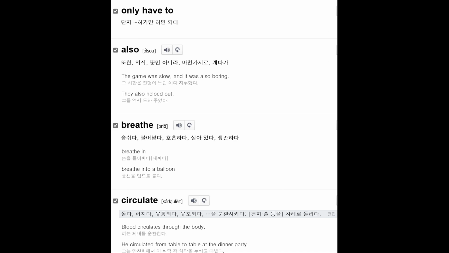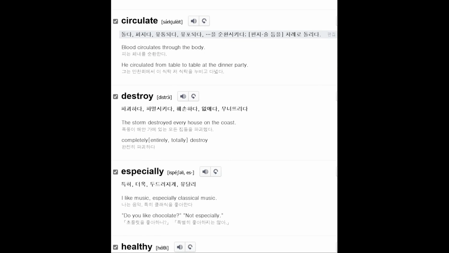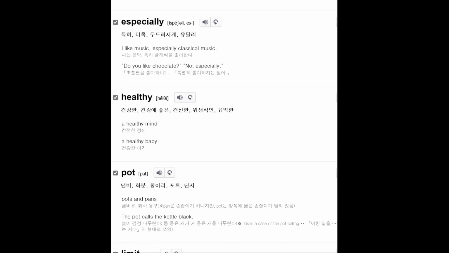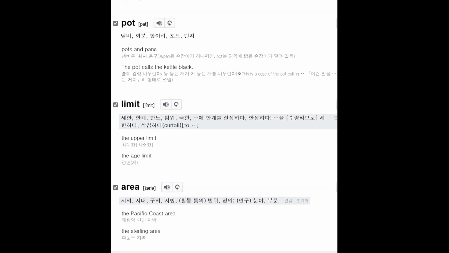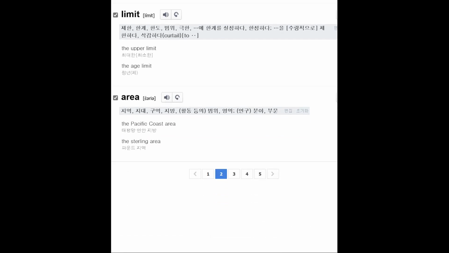Also, breathe, circulate, destroy, especially, healthy, pot, limit, area.